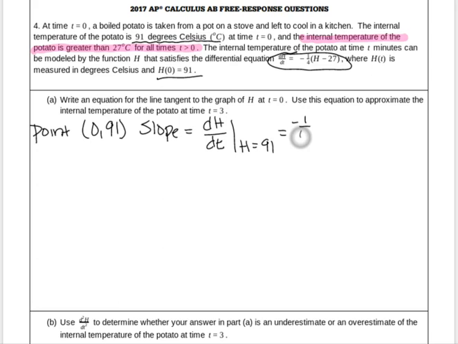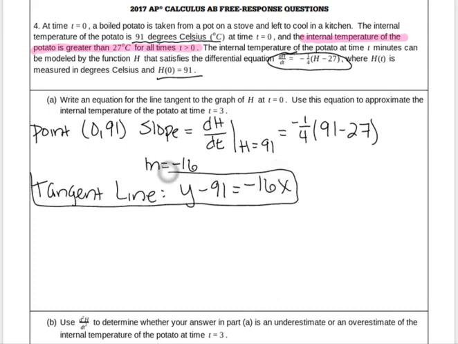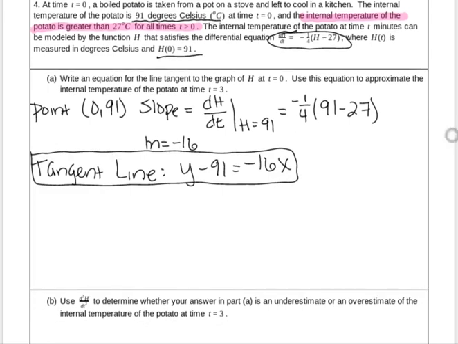So it's going to be negative 1/4 times (91 minus 27). And so we get that our slope is going to be, let's see, negative 1/4 times 64, so negative 16. So our tangent line is going to be y minus 91 equals negative 16x. And then we're going to use that to make an approximation. So I always go ahead and just make it L of x and move the 91 over.